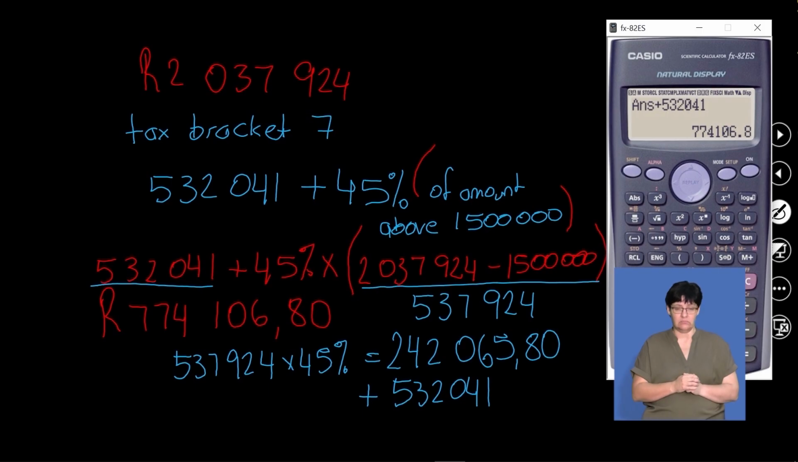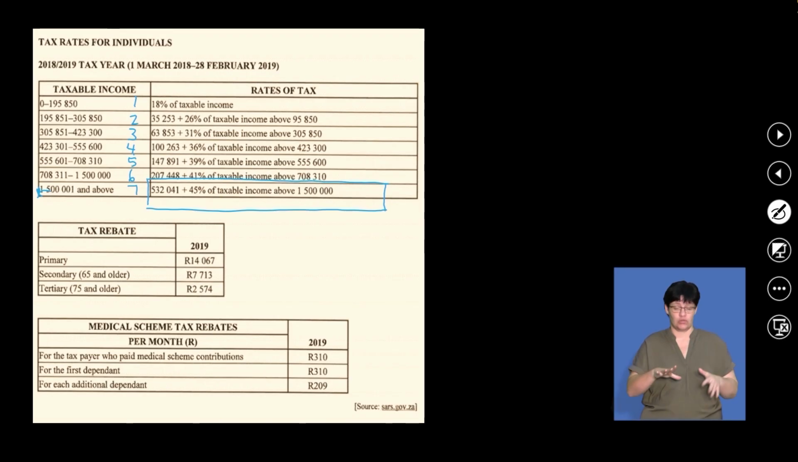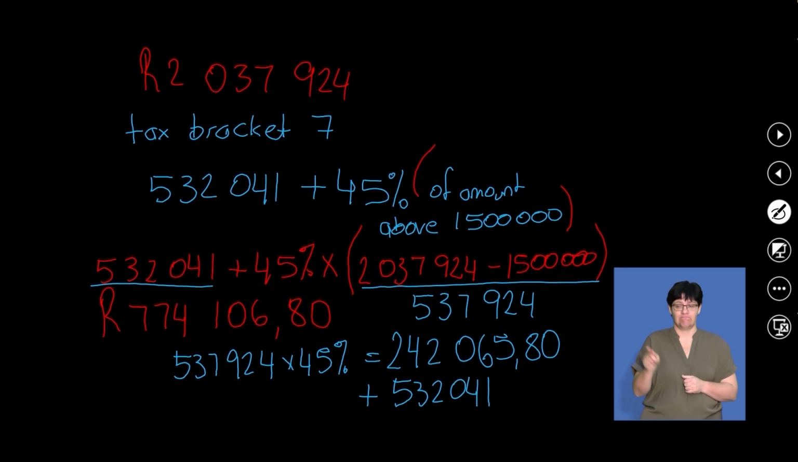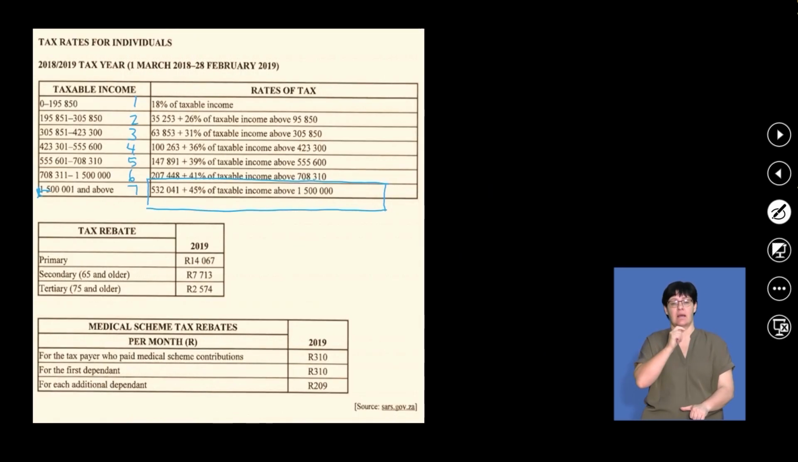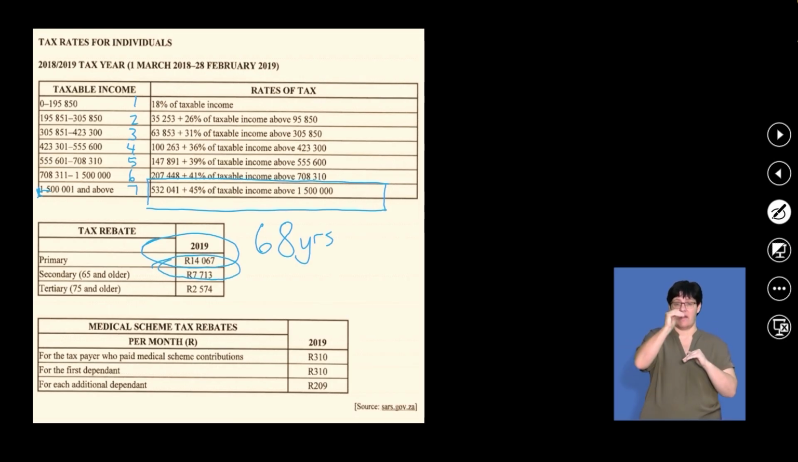Now, let's move on to the next part of the question, as we haven't finished the question. We now have that he's paying that amount of money, but there's a rebate. So, when we have a rebate, we need to look at his age. And if you remember correctly, he was 68 years old. So, he needs to get a rebate of the primary and the secondary because he's above 65.